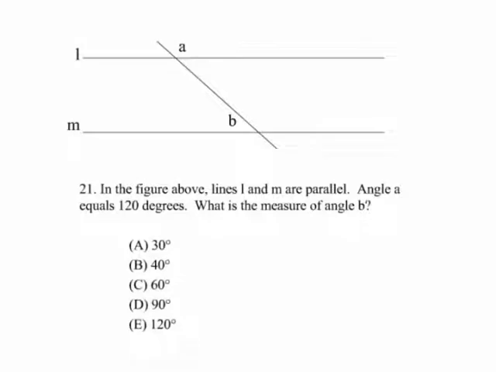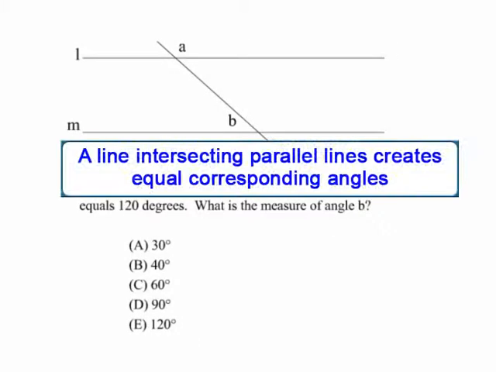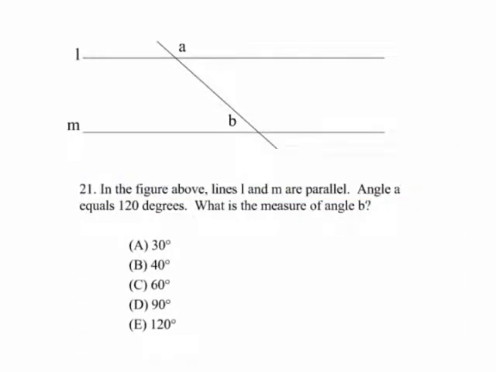This is an angle problem regarding parallel lines. Remember that a line intersecting parallel lines creates equal corresponding angles. By that we mean angle A in line L corresponds to, or equals, angle A in line M. Now since angle A is 120, the second angle A will also equal 120.